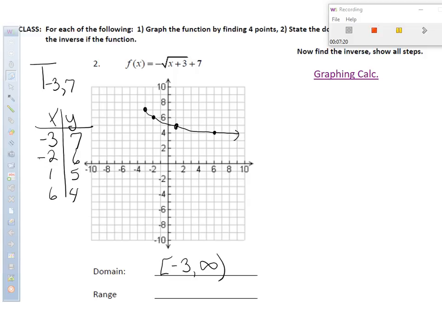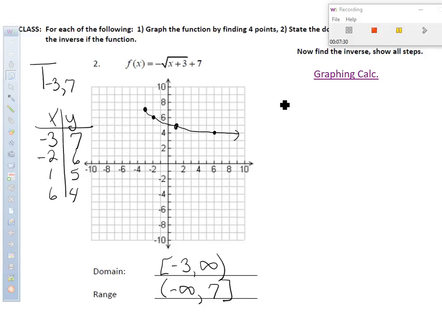Now my range, since this thing opens down, my range is going to be negative infinity to positive 7. Notice how this is different than the first one. The biggest number I'm using is 7, and I'm using everything less.